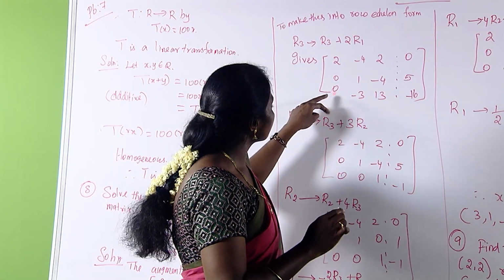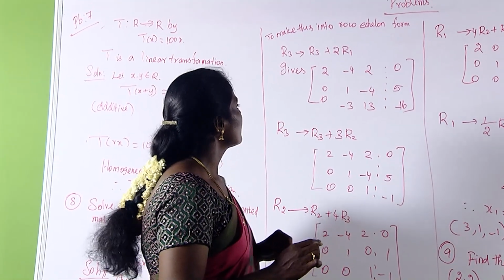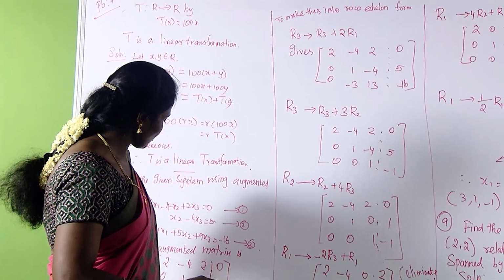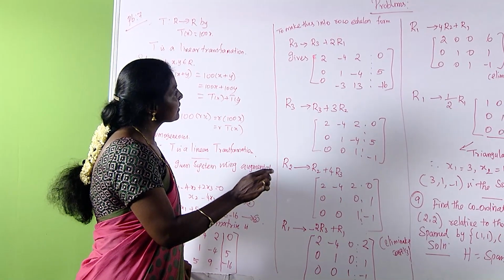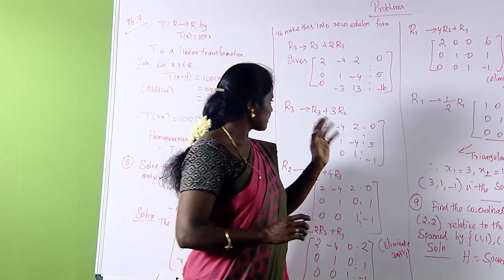And add the entries of row 3 together, which gives R3. See here, the first row remains the same, the second row remains the same, and the third row R3 becomes R3 plus 2R1. So, this is the first operation we have made.